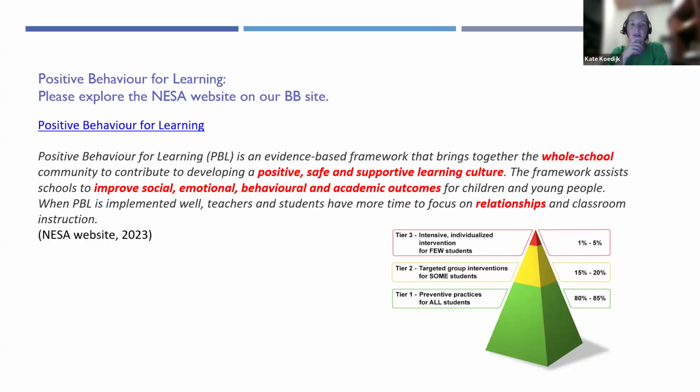So positive behavior for learning is an evidence-based framework, and it brings together whole school communities to contribute to developing a positive, safe, supportive learning culture. It has to be at a whole school level for this to work. You also need to be very mindful that it does put students into tiers. So the aim of it is to improve social, emotional behavior and academic outcomes.